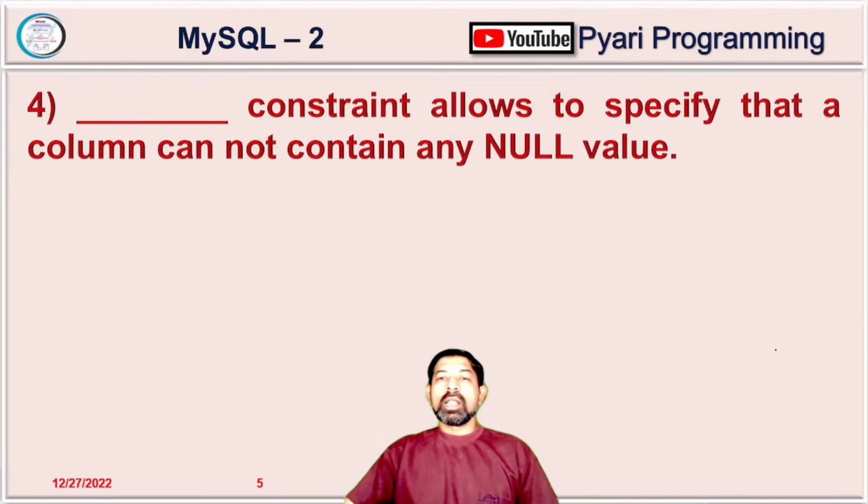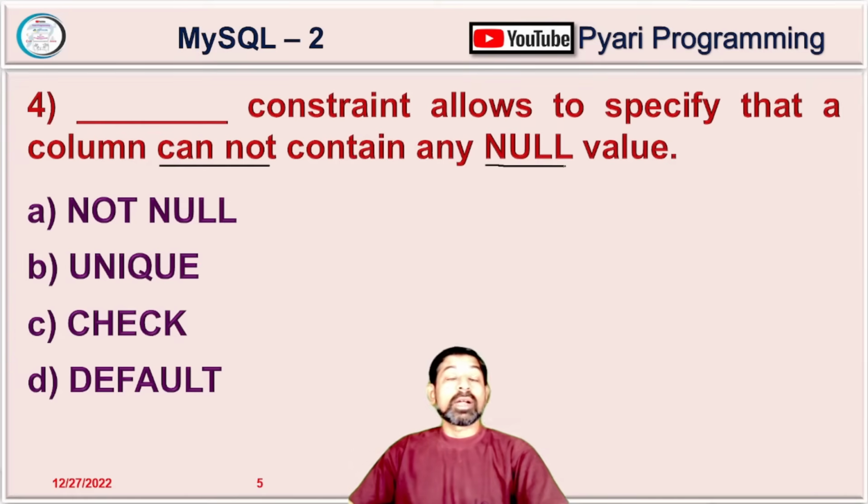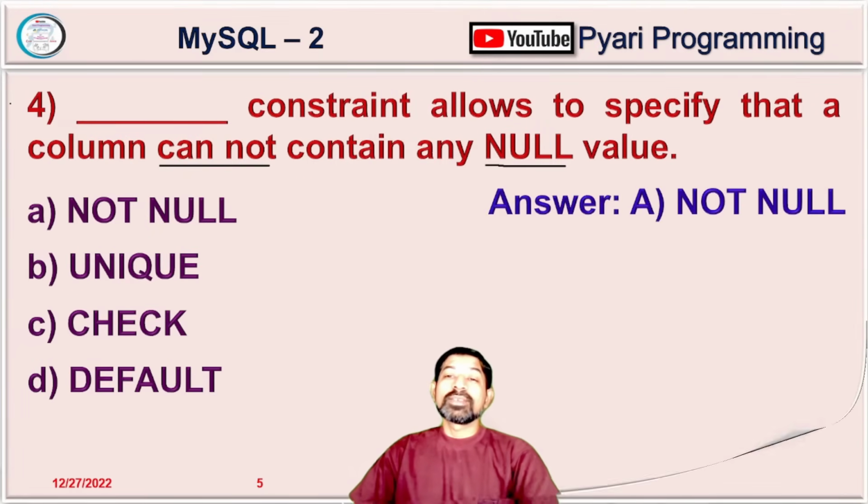Dash constraint allows us to specify that a column cannot, this is the key term that we have to underline, cannot contain a null value. That means it is restricting that the user must enter data in the column. So obviously, as per the definition, it should be NOT NULL. That means the column must not have a null value. NOT NULL is the answer.